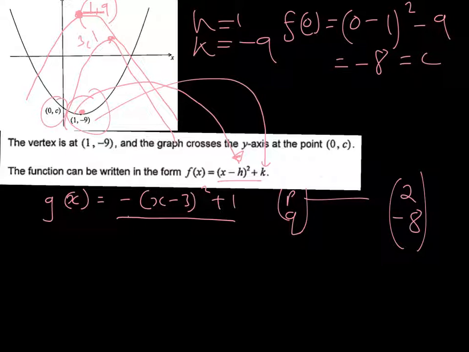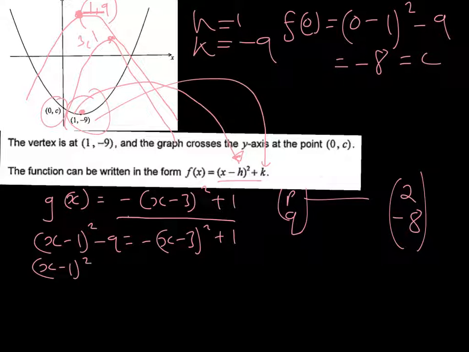For part D, we are asked to find the x-coordinates of the points of intersection of f and g. For this, we are going to set the two functions equal to one another. So I will have (x minus 1) squared minus 9 is equal to negative (x minus 3) squared plus 1. I can then simplify, so I end up with (x minus 1) squared plus (x minus 3) squared, and then I bring over the 1, so that's minus 10 equals 0.